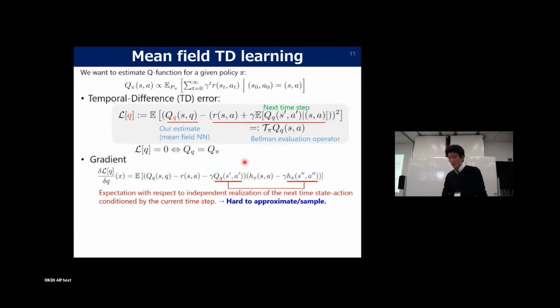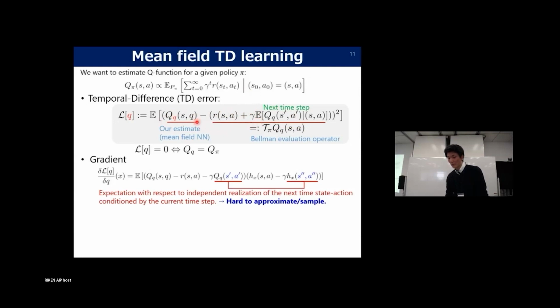Okay, so this is the definition of the Q function, which is given like this. The Q function must satisfy zero temporal difference error, which means that the Q function should satisfy the Bellman equation. That means Q must be the same as the current reward plus the expected reward in the next step state and action, with some discount factor gamma.